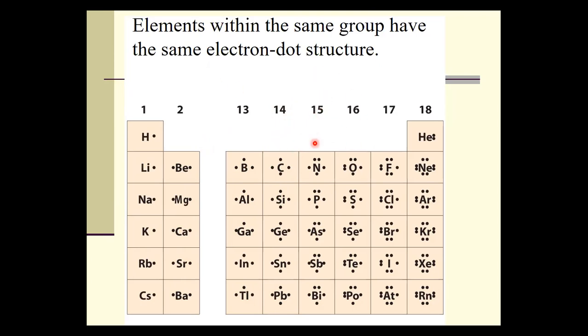Now, once we get to group 15, they have 5. So they're not going to lose 5. It's actually easier to gain 3. So these guys are looking to gain 3. Group 16 has 6. So they're looking to gain 2. Group 17 just needs that 1 because they already have 7. So they're looking to gain 1. And group 18 is not reactive because they already have a full outer shell.